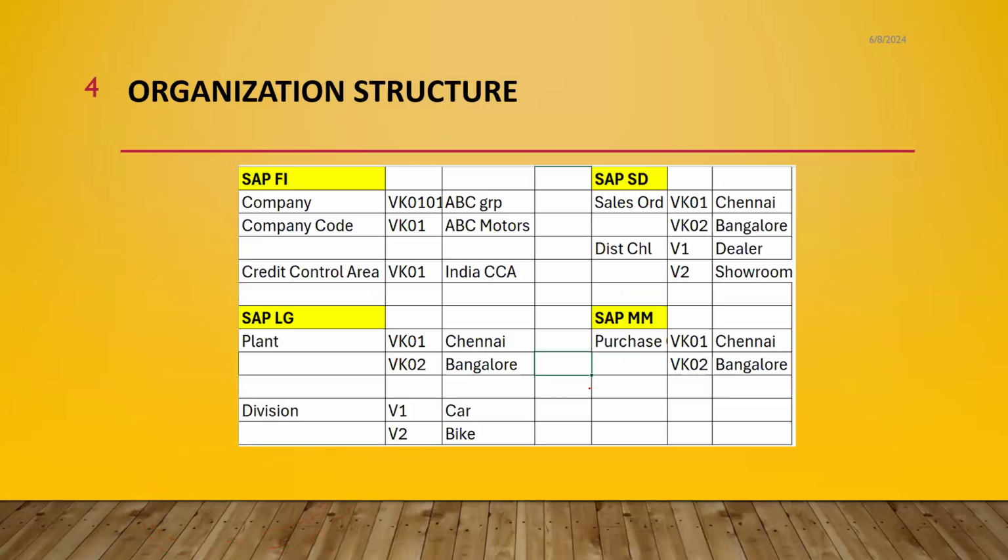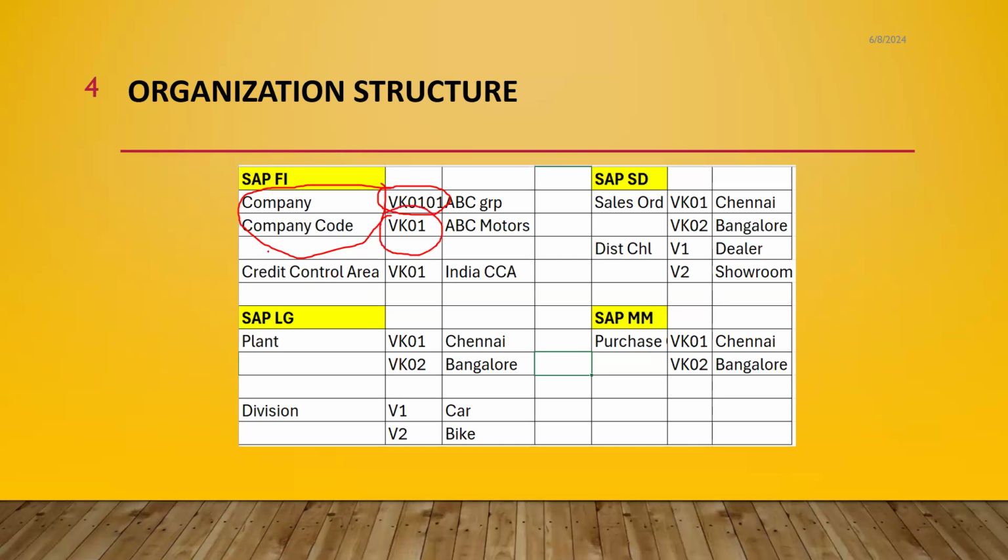Now, next, organizational structure. This will be done purely by MM and SD. In many companies, there will be only one consultant for SD and MM; there won't be two or three consultants. In FICO, the consultant will be creating the company and company code. Company is a 6-letter alphanumeric, whereas company code is a 4-letter alphanumeric.